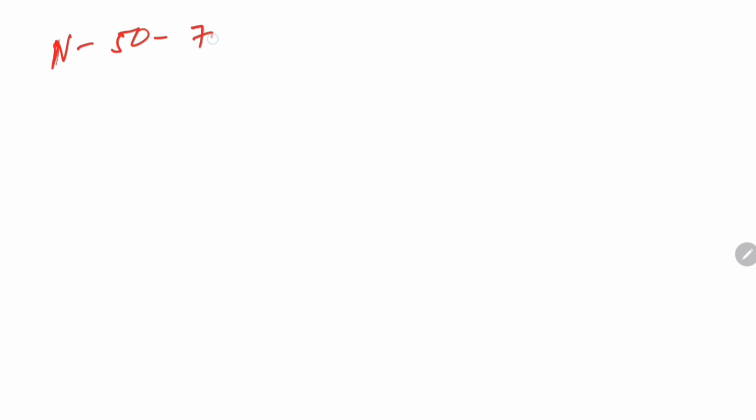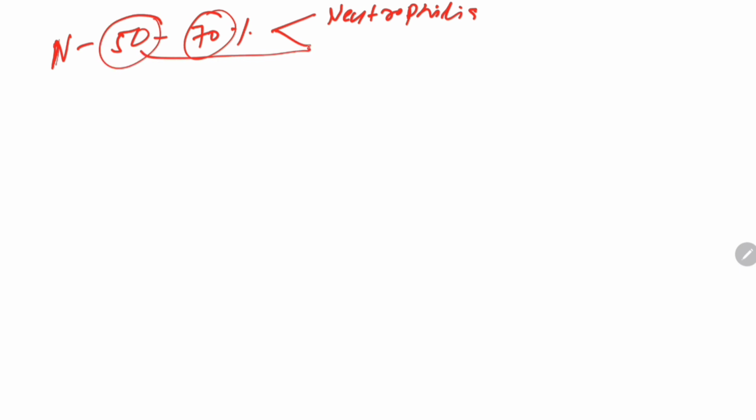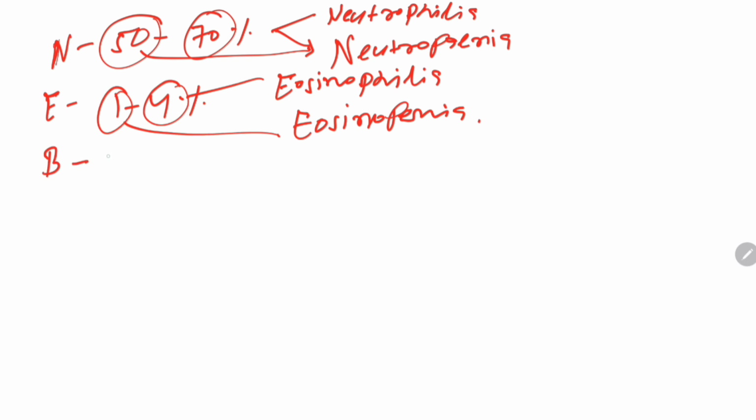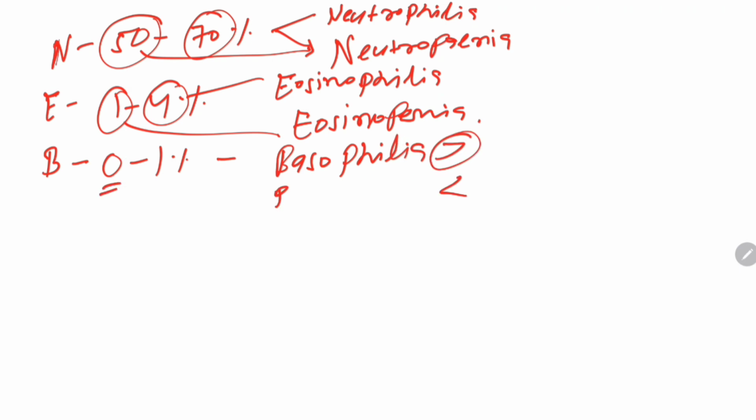Neutrophil is normally 50 to 70%. If more than that, neutrophilia, and if less than that, then you can say neutropenia. Then the eosinophil count is normally 1 to 4%. If more than 4%, then we can say eosinophilia. If less than that, then eosinopenia. Then basophil is 0 to 1%. Basophilia if the count is more; a lower count is not possible because 0 is normal. So only basophilia if the count is more than that.